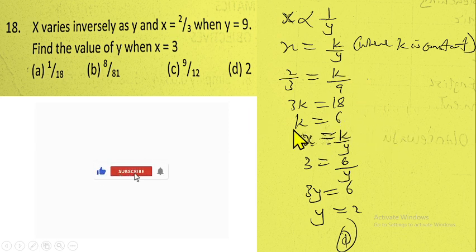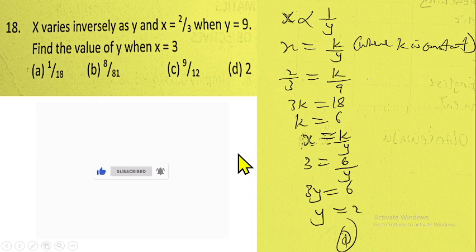Now that we know the constant, you can find the value of y. The question asks us to find the value of y when s is 3. So our s is 3, and we are looking for y. So s is equal to k over y, so 3 equals 6 over y. Cross multiply, and we have 3y equals 6. Divide both sides by 3, that gives us y to be equal to 2. So option D is the correct option for question number 18.